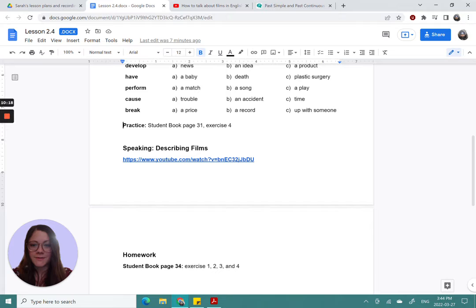Okay, so that was our review of describing films. So lots of vocabulary we've learned in this unit for describing media, with a couple new phrases that we haven't gone over, such as plot holes.